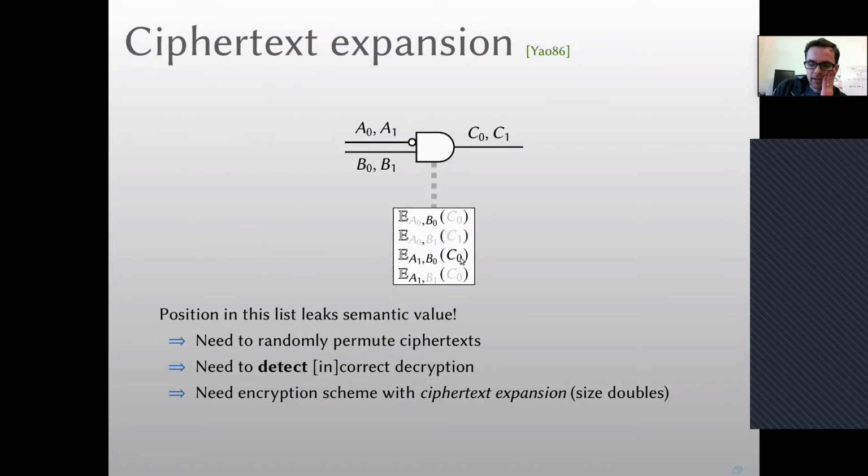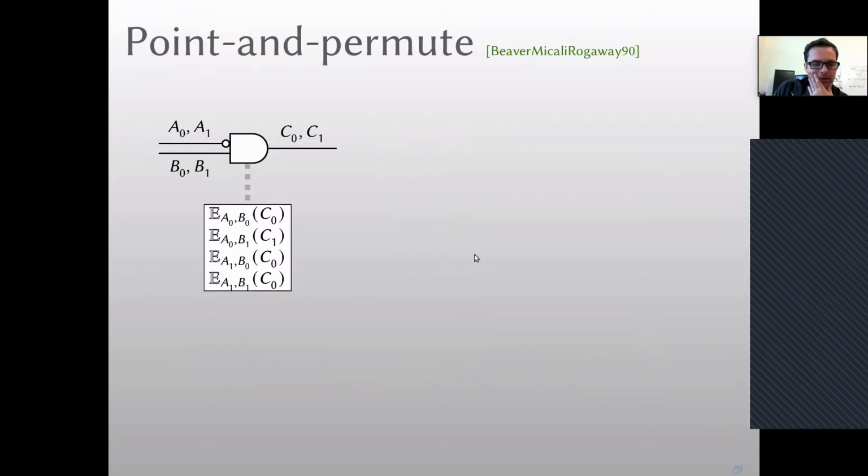In particular, if the wire labels are 128 bits, you probably need ciphertexts that are 256 bits long. So each of these ciphertexts is maybe 256 bits long. All right.